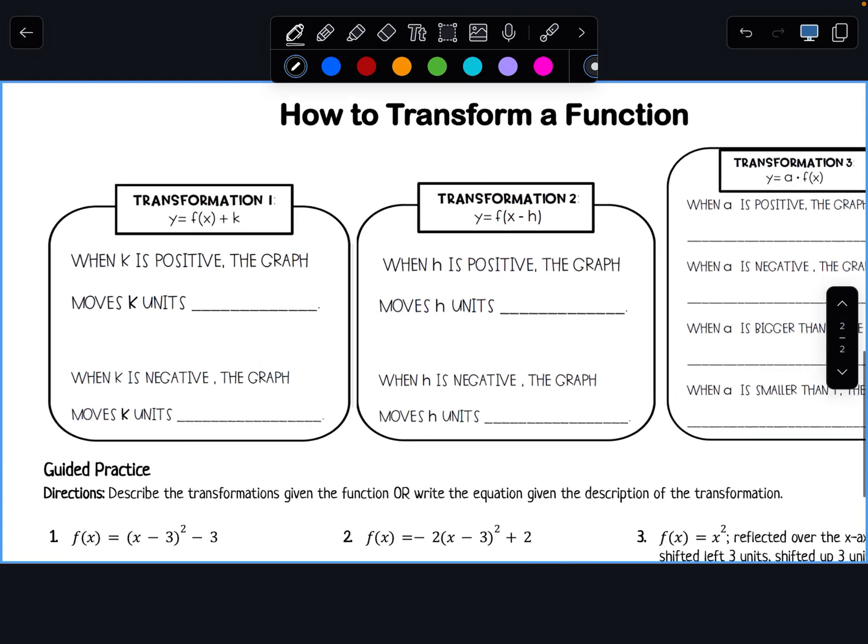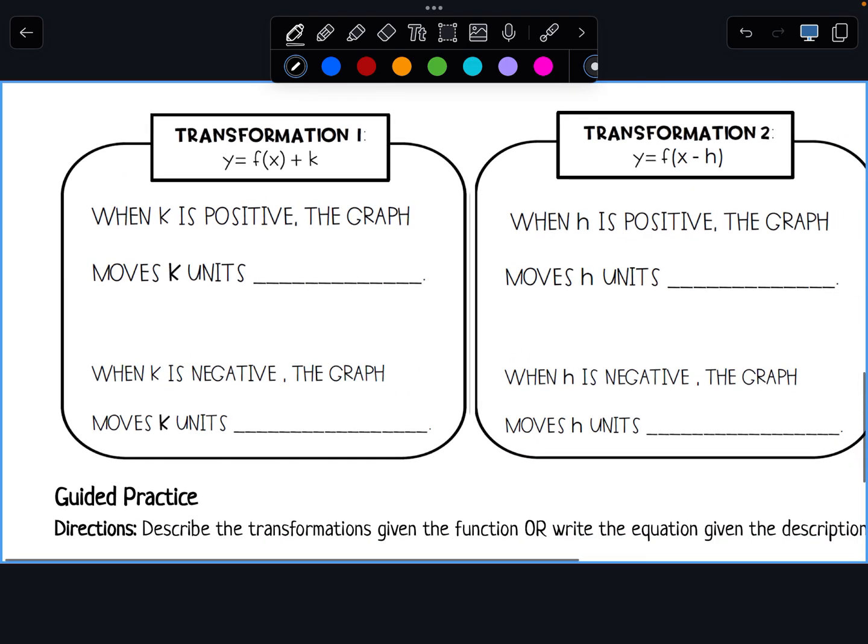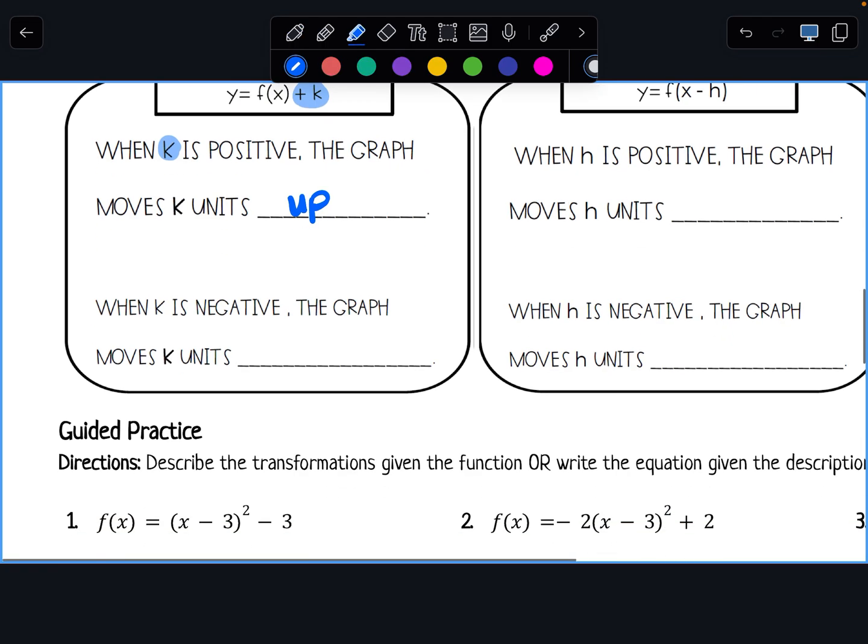So for transformations of a function, we are looking for h and k for horizontal and vertical shift. When k is positive, the graph moves up. And when k is negative, the graph moves down.